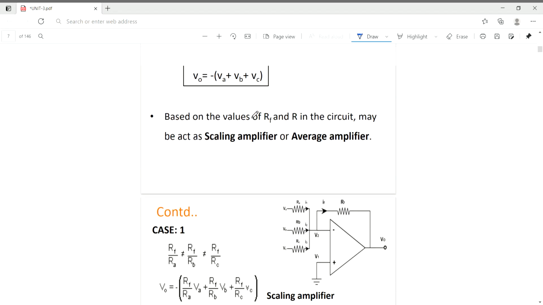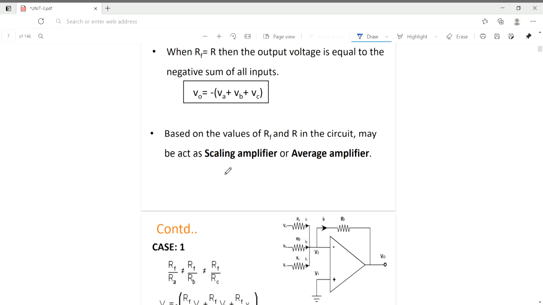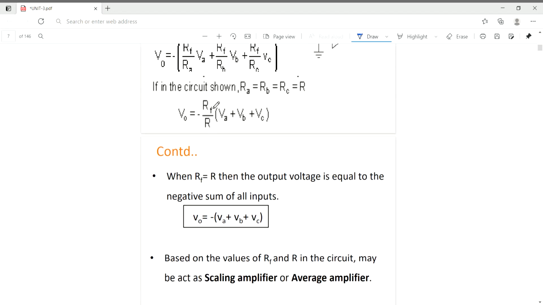Based on the values of RF and R, the circuit may act as a scaler or an averager. If you want to get a scaled output, which is 3 times the sum of the input voltages, then the RF by R ratio should be equal to 3. And if you want to just add, then the ratio should be equal to 1. If you want to get the average of three inputs, then RF by R should be equal to 1 by 3.